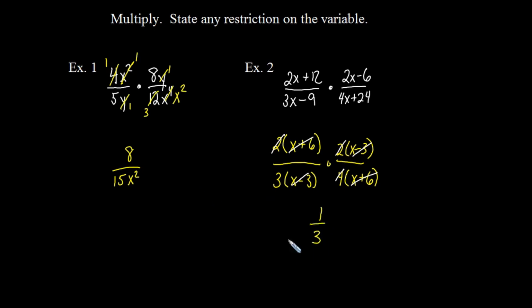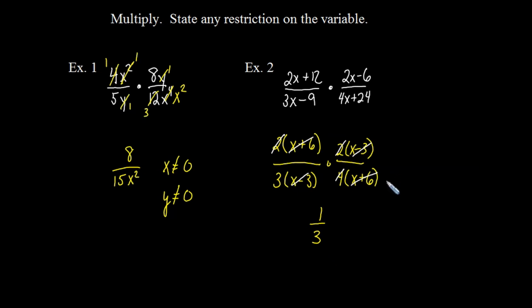Now, something we forgot to do on example 1 and we have yet to do on example 2 is list our excluded values or our restrictions on the variable. So we can see that we cannot plug in 0 for x. X cannot be 0. And we also had a second variable, y. Y cannot be 0 as well. So those are our restrictions. Anything that would cause division by 0 will be a restriction on the expression.